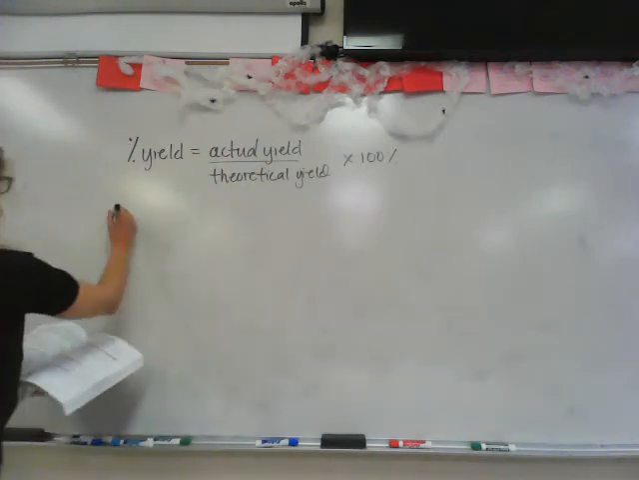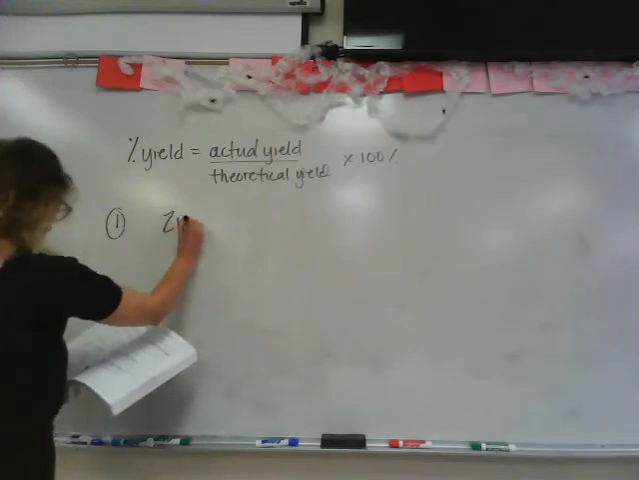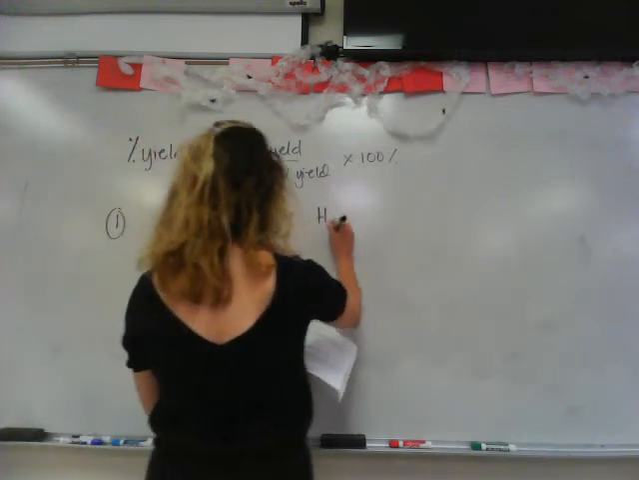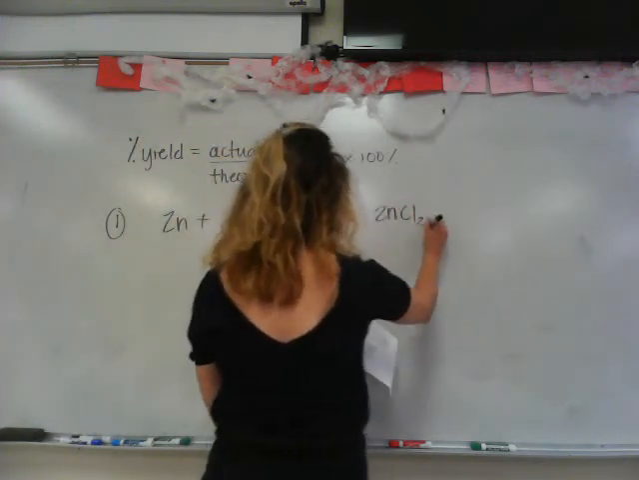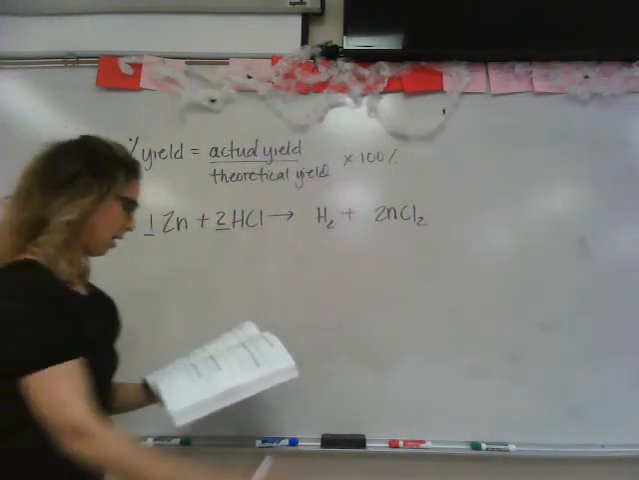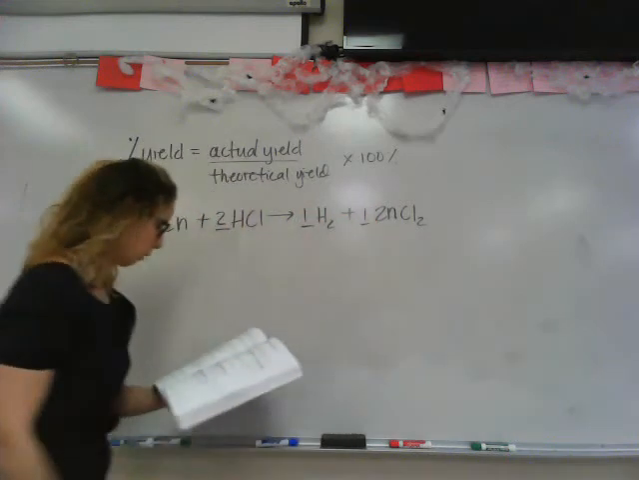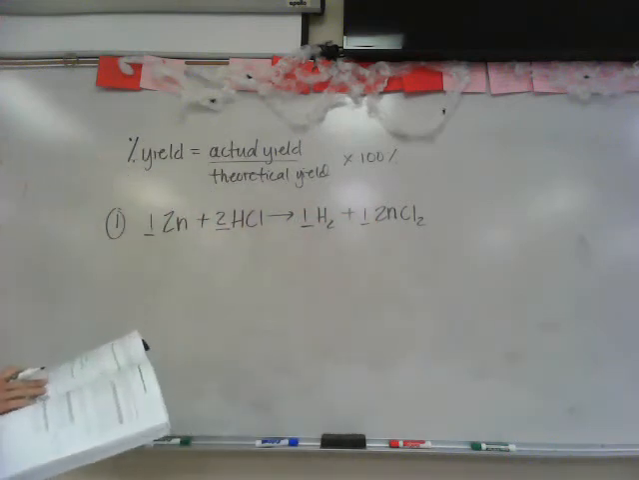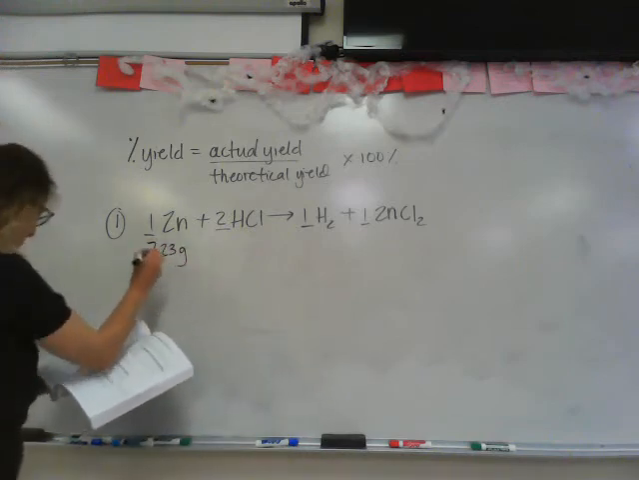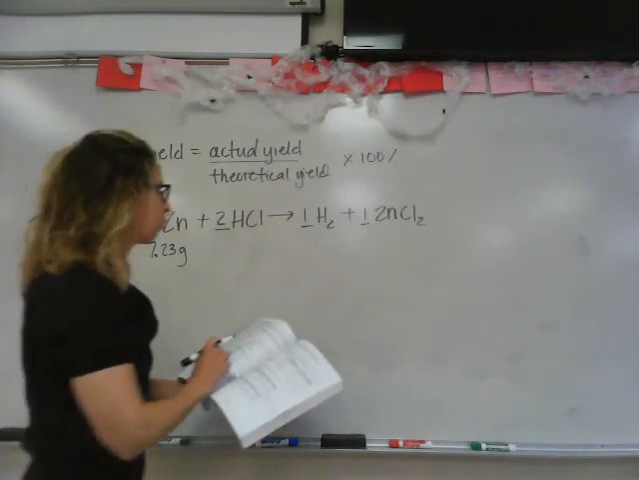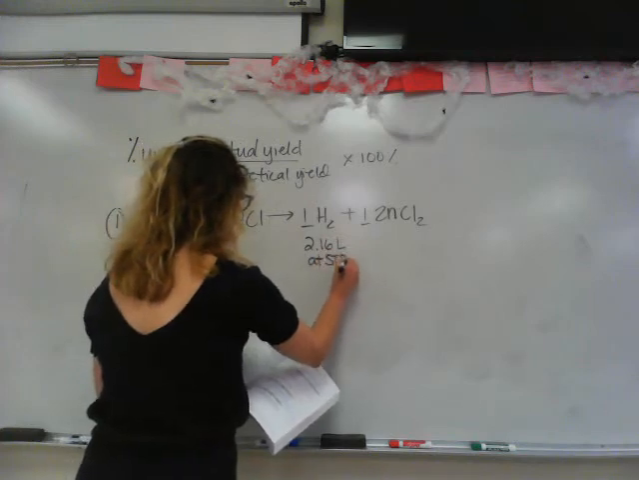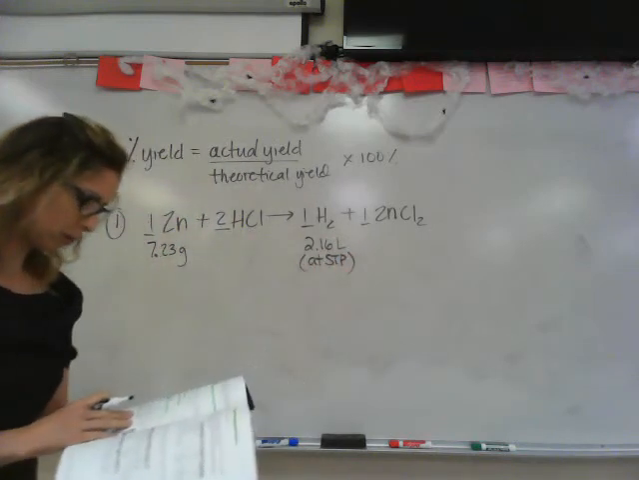Practice problem number 1 says we have a chunk of zinc metal and it's reacting with excess hydrochloric acid. This is a single replacement reaction. You're going to spit out hydrogen and zinc chloride. And then if you balance it, you would put a 2 in front of HCl, and that's it. Okay, so this is my balanced reaction. What is the percent yield if a 7.23 gram sample of zinc produces 2.16 liters of hydrogen gas at STP? Begin with the balanced equation.